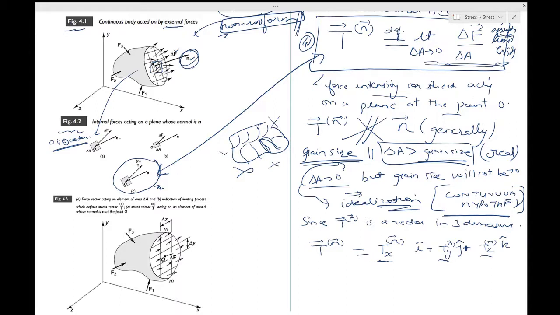Now it is convenient in what follows to express the stress vector at a point acting on a plane whose normal is n in terms of the stress vectors acting on planes which pass through the point parallel to the coordinate planes.